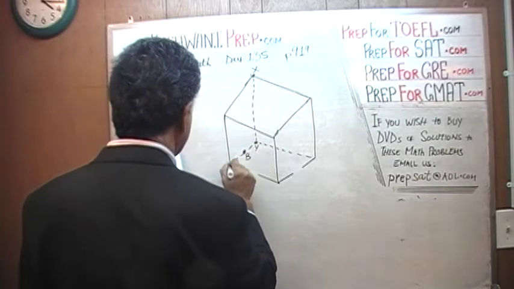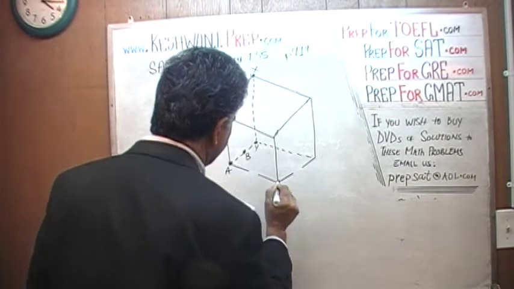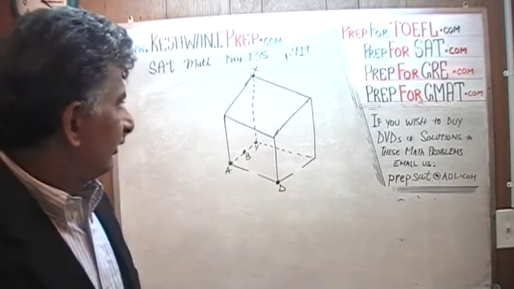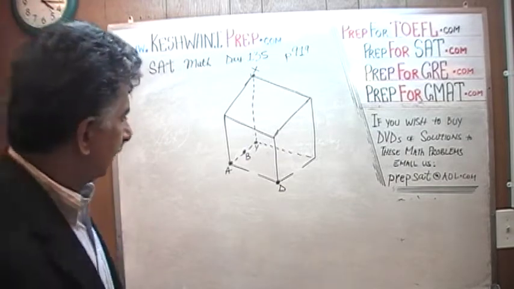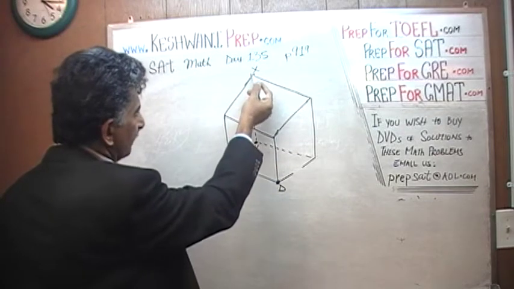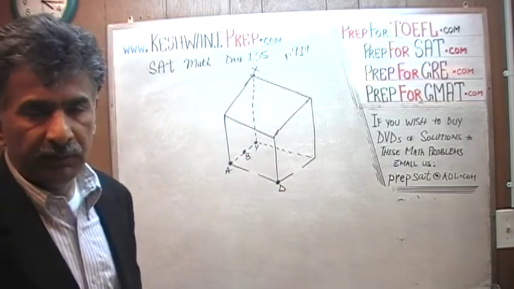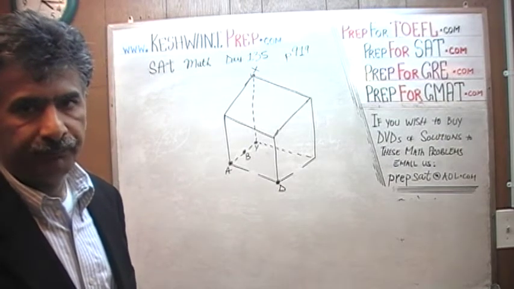B and A and D. Which one of these points do you suppose is farthest away from X? Picture a cube in your mind and ask yourself which of these points is going to be farthest away from X. Point B, point A, or point D? You should be able to see that point D is the one that is farthest away from X.